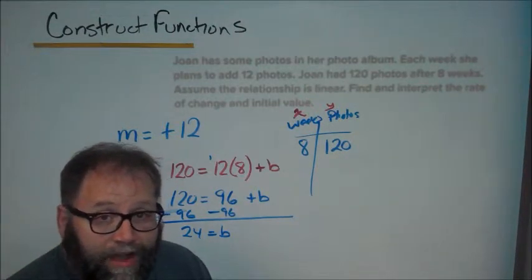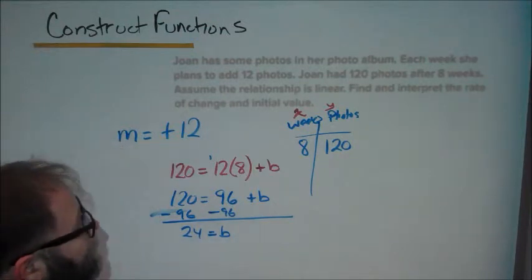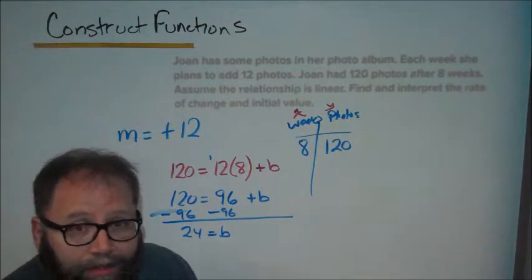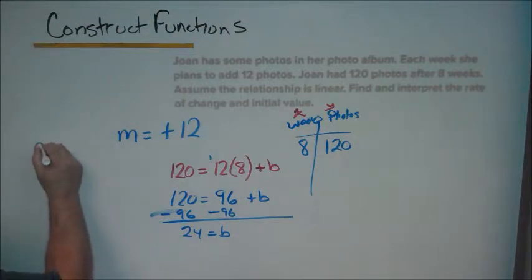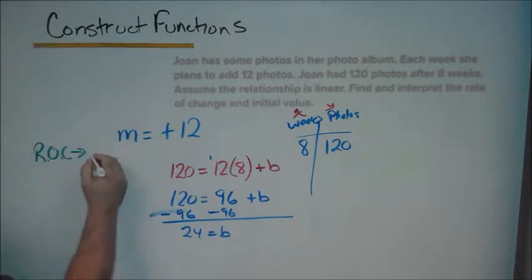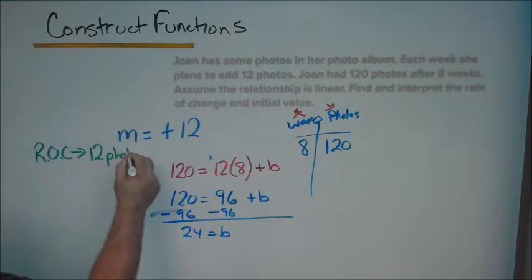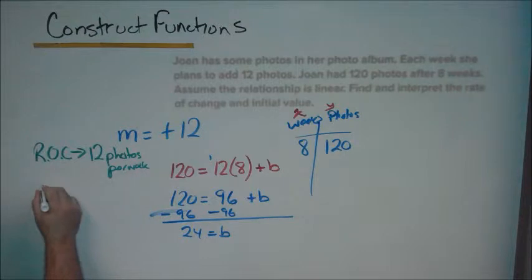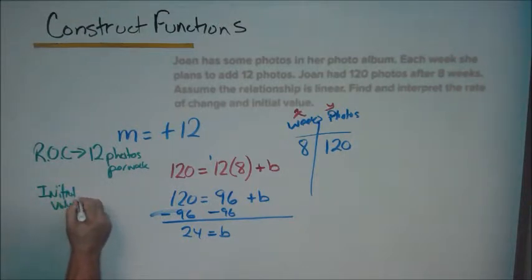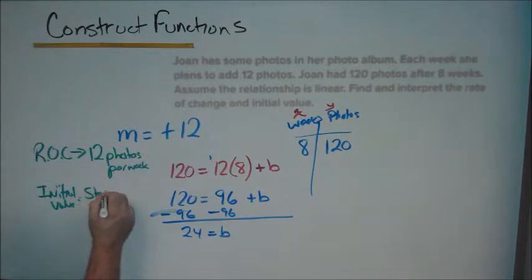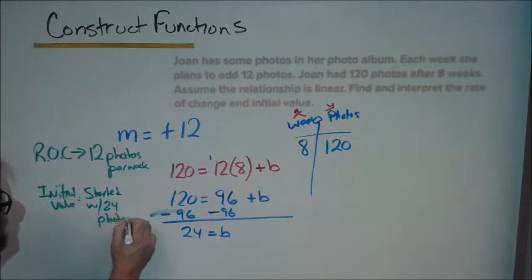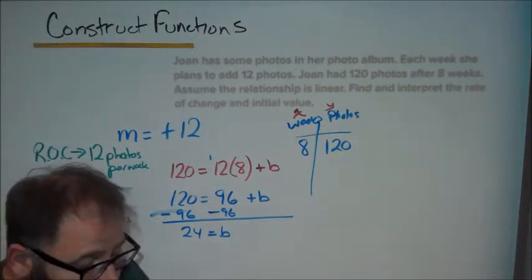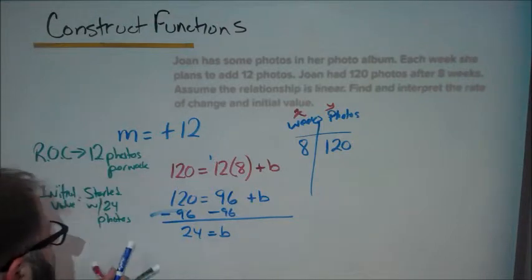That's great. We've got the two values we want. We've got a rate of change and we've got an initial value, but what do they mean? The rate of change is that she's going to add 12 photos per week. And what the initial value means is that she started with 24 photos. So it begins with 24 photos, and then each week after that, she's adding 12 more.